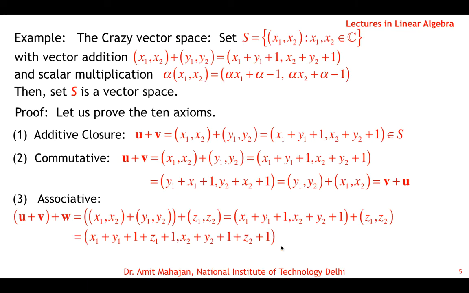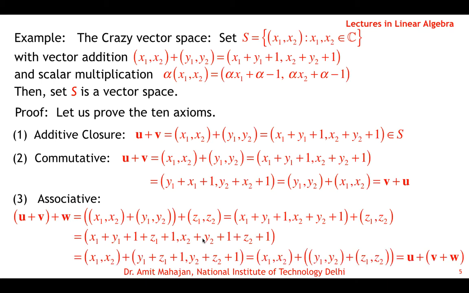Now because x1, y1, z1 are complex numbers, we can easily rearrange them inside. So we can rewrite this as x1 x2 plus y1 plus z1 plus 1, y2 plus z2 plus 1. By rewriting, we can use the addition property backwards, and then for this also we can use this property backwards and write it as x1 x2 plus y1 y2 plus z1 z2. So clearly we have u plus v plus w, so associativity is also satisfied.